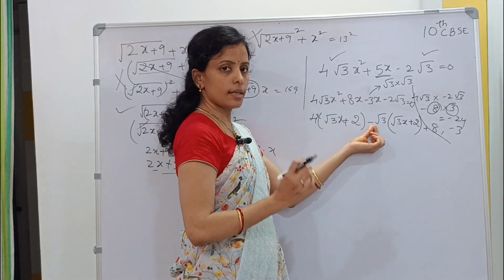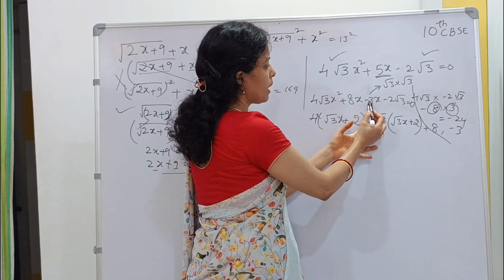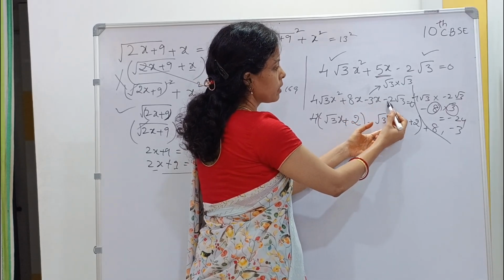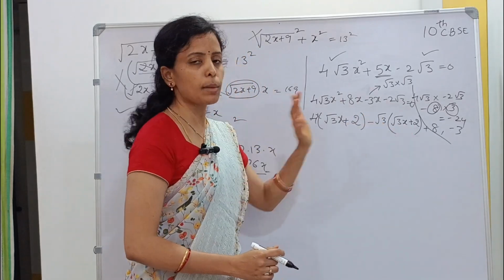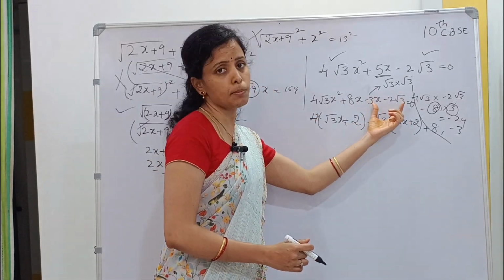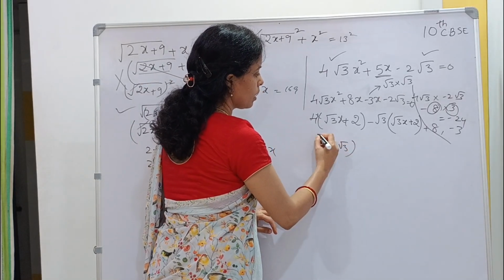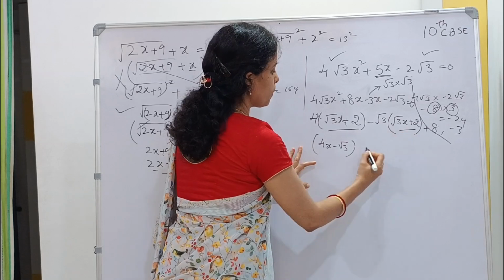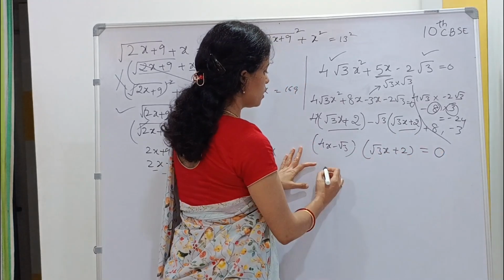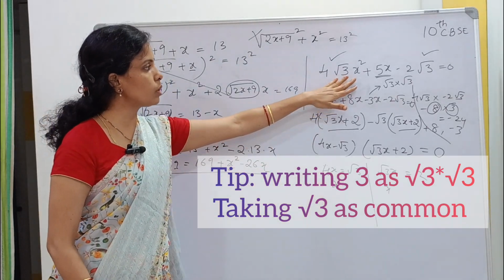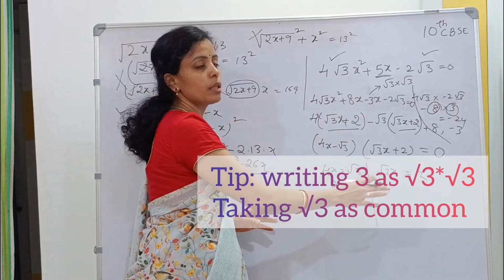When you take minus as common, the symbols inside the brackets will be interchanged, because here we have minus 3x and we got plus, here we have minus 2 root 3, we got plus. So when you open the brackets and send the minus symbol inside, we'll get back the same terms again. So 4x minus root 3, let's take these two as common: root 3x plus 2 is equal to 0. This is very easy, without any confusion, just go with the process which you know.